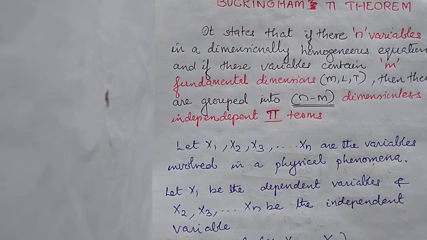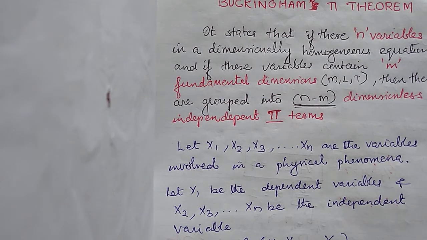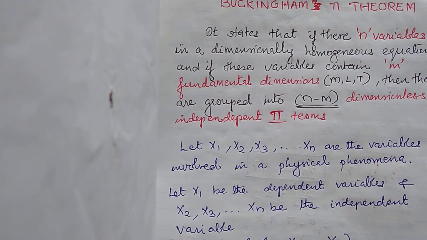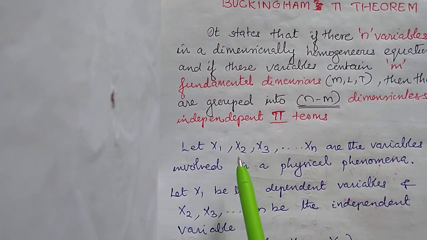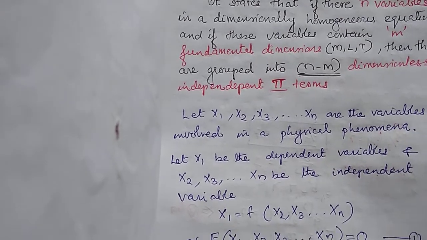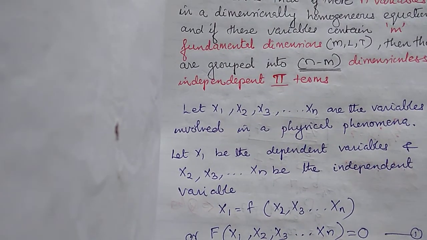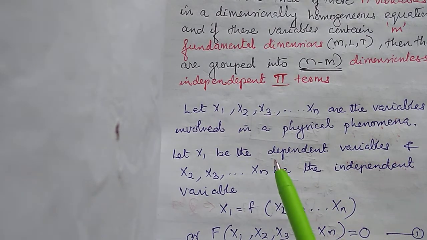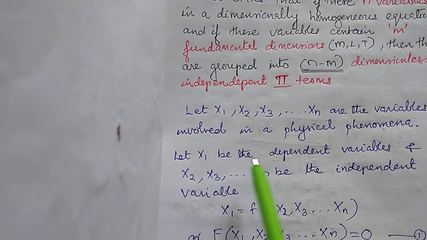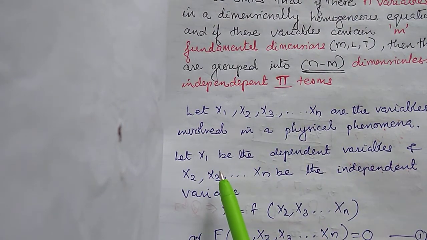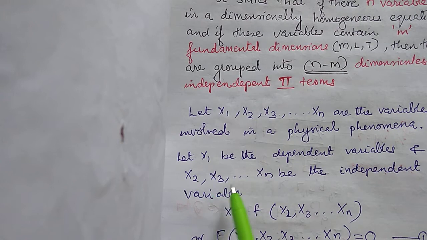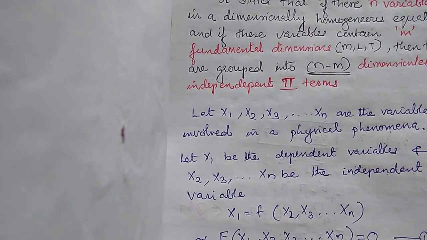As the statement indicates, suppose in a question we have given n variables to you. Let us name them as x1, x2, x3, etc. xn. They are involved in a physical phenomenon. Then there will be one variable which will depend upon all other variables. So here I have chosen x1 as the dependent variable, which will depend upon the other variables x2, x3, etc. xn. So these variables are known as independent variables.